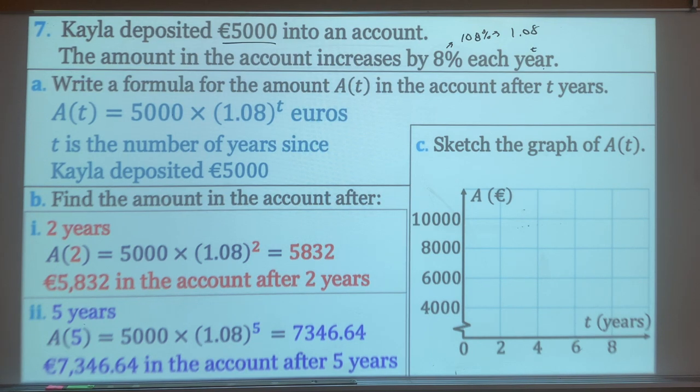Right? Pretty simple. Sketch the graph. 2 over, almost 6,000 up. 5 over, 7,000 up. And then 0 over, 5,000. I kind of went out of order there. Sorry about that. You get it, though.